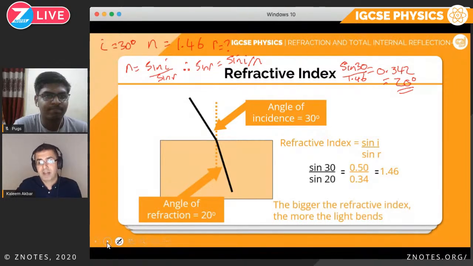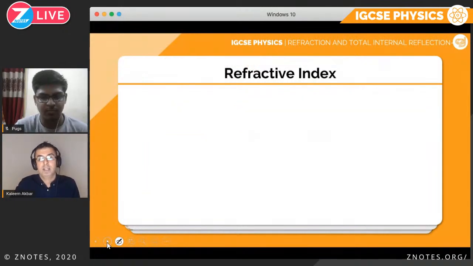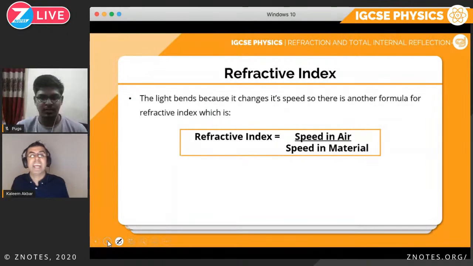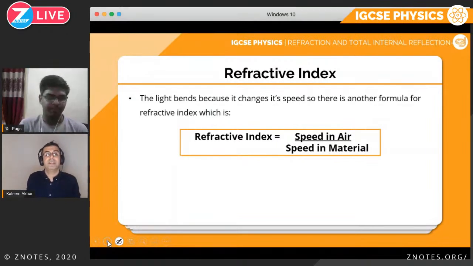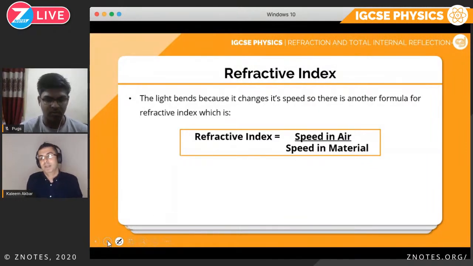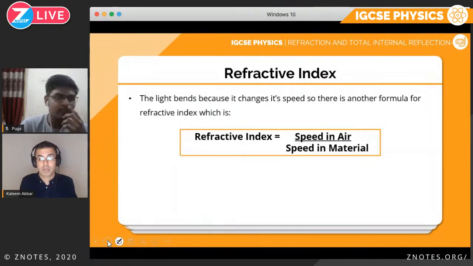So the bigger the refractive index, the more the light bends, like I've already told you. There's one more formula that you need to know, and that is refractive index equals speed of light in air or speed of light in vacuum divided by speed of light in material. The speed of light in air and vacuum is almost 3 times 10 to the 8. There's a slight difference, but it's so small that the word we use in physics is negligible. In other words, just ignore it, okay?